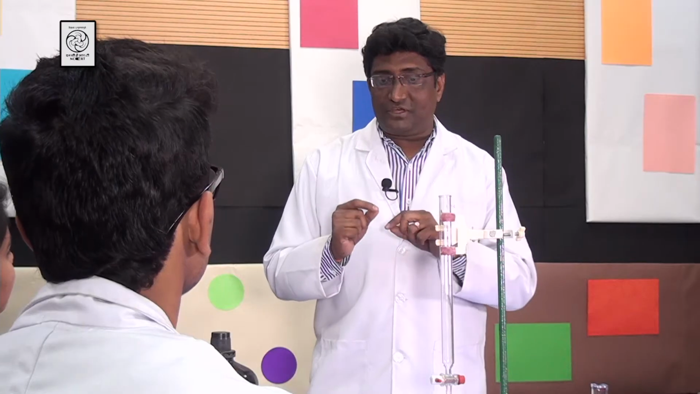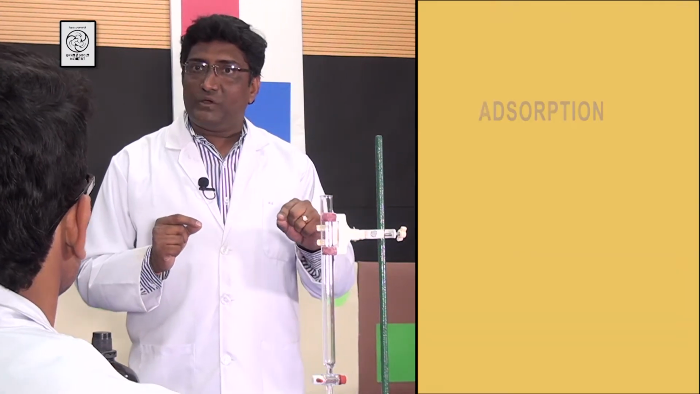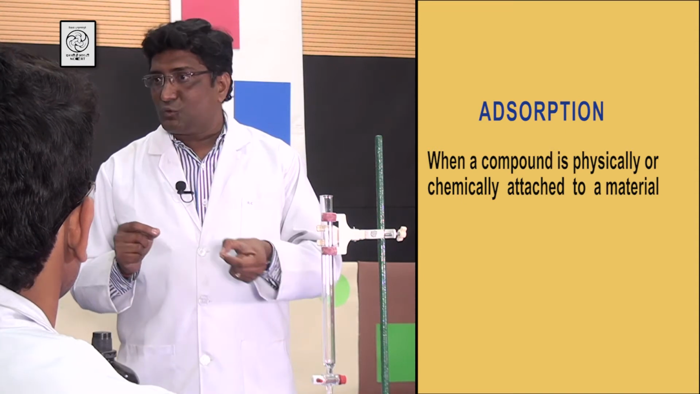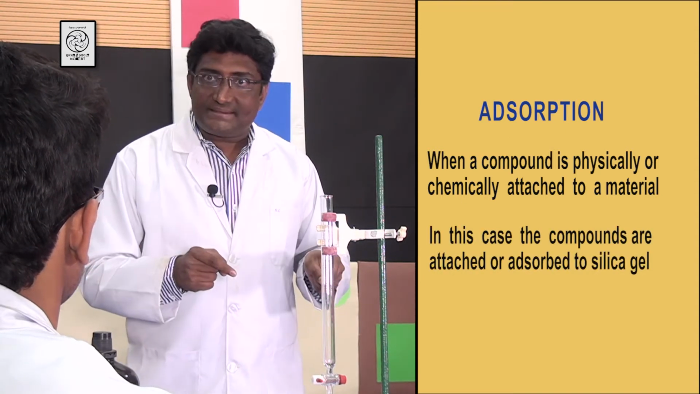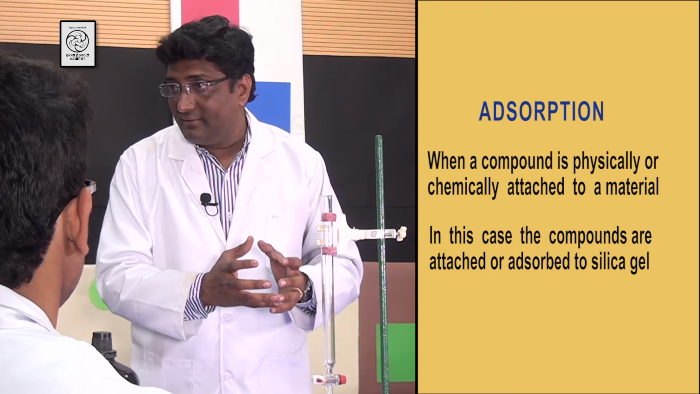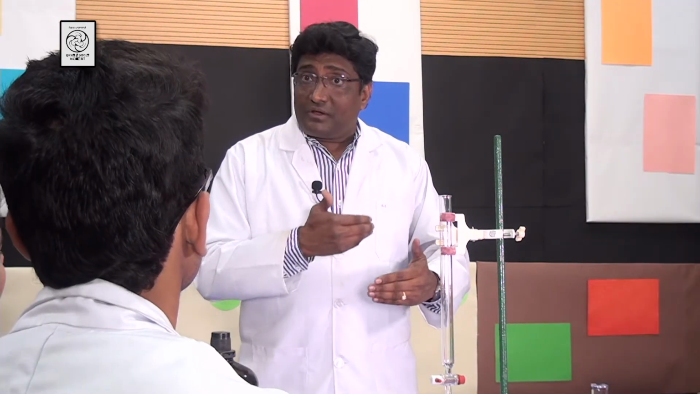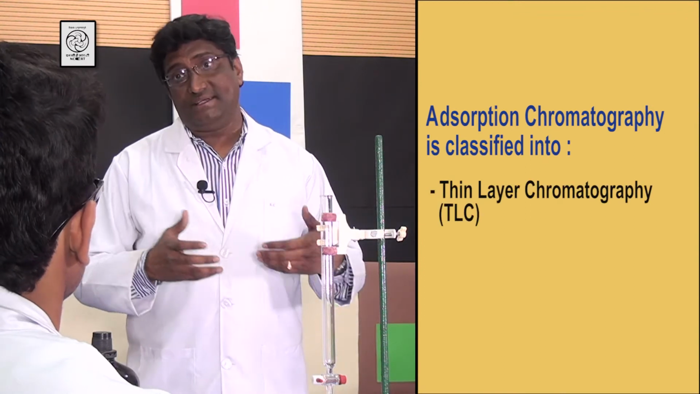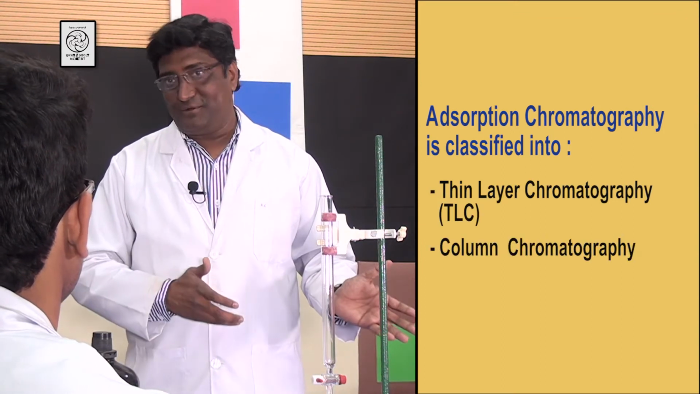Sir, you have used the word adsorption twice. Can you please explain it? Adsorption is a phenomenon in which a compound is physically or chemically attached to a material. In this case, the compounds are adsorbed to silica gel. So, column chromatography is a part of adsorption chromatography. Adsorption chromatography is classified into two types: one is thin layer chromatography, which we call TLC, and the other is column chromatography.